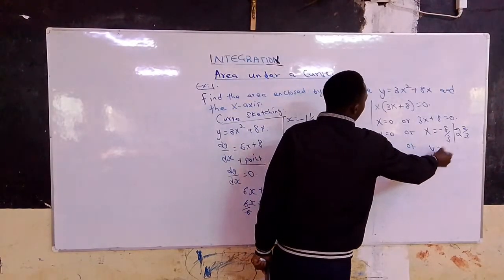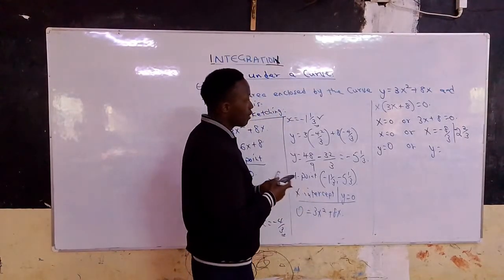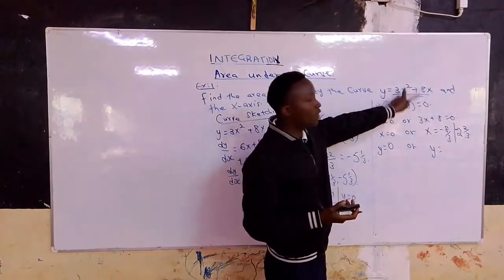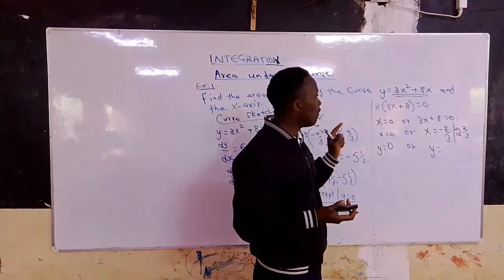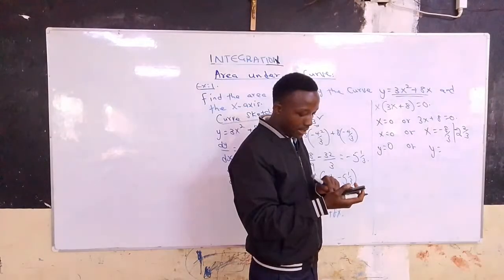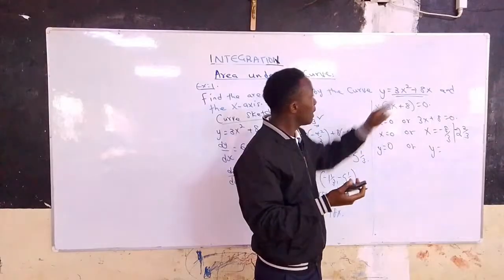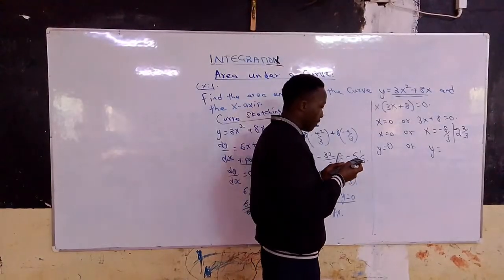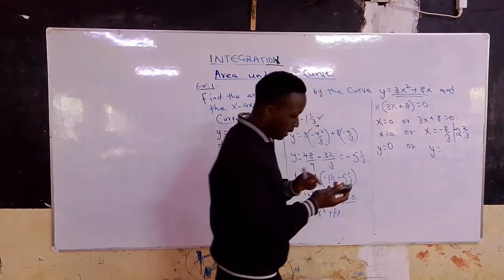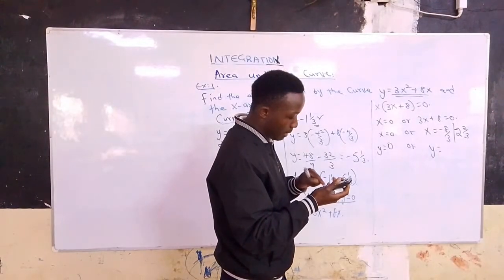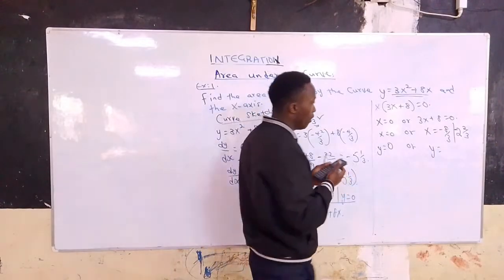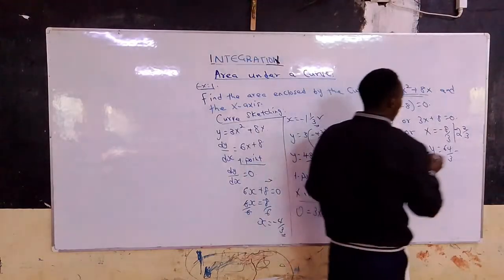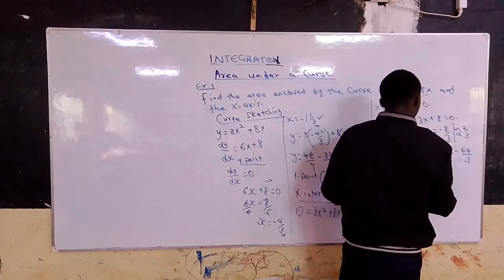Or when our x is negative 8 over 3, our y will be, so substitute negative 8 over 3 into our equation, and we are going to get negative 8 over 3 squared is equal to 64 over 9. 64 over 9 multiplied by 3 will be equal to 64 over 3, minus 8 multiplied by negative 8 over 3 is equal to 64 over 3. So our y will be 0.